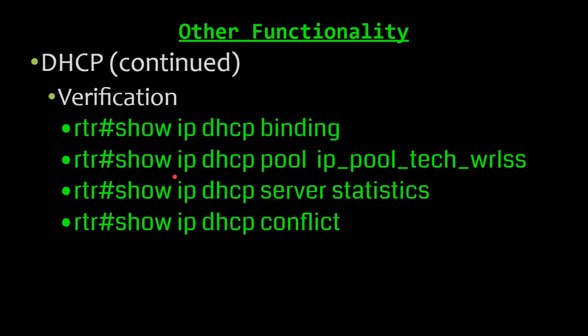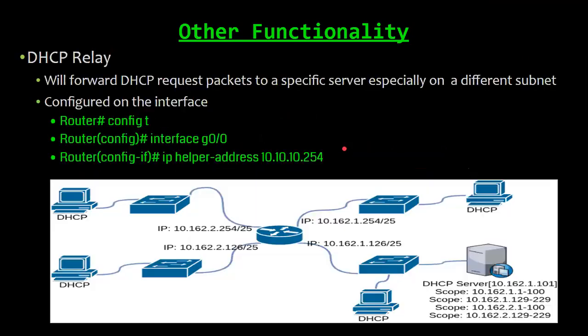So anyway, you can do a show IP DHCP binding. That'll show you all the addresses you've currently handed out. These other ones are going to show you the config, and this is going to show you just general statistics. The show IP DHCP binding is the one you use more than anything.